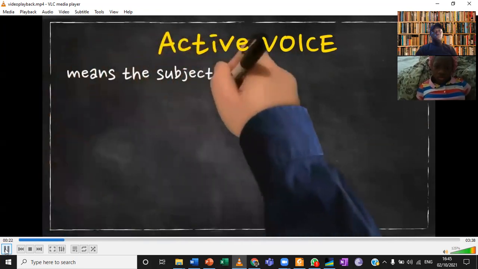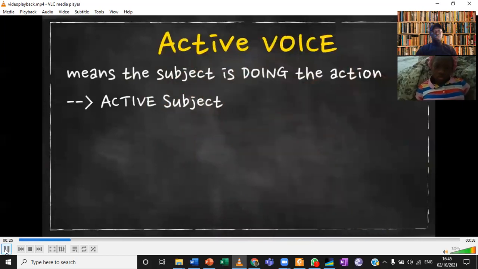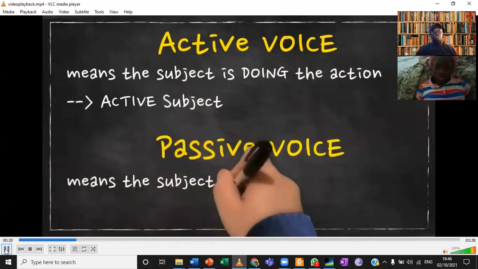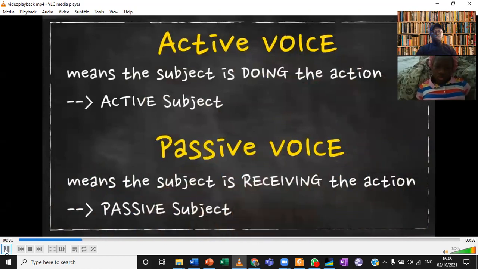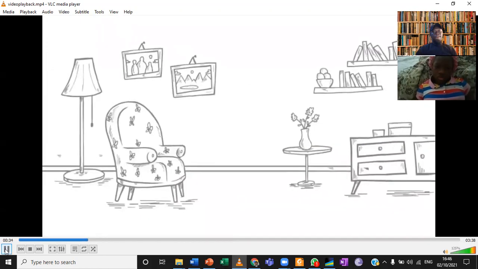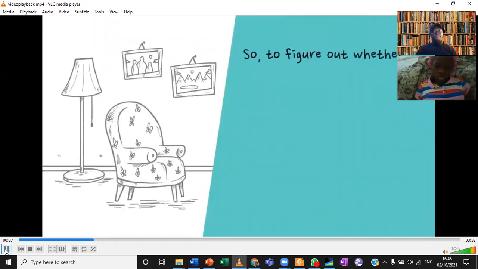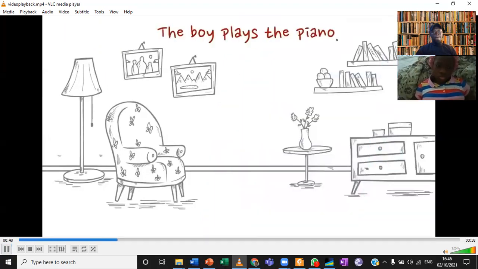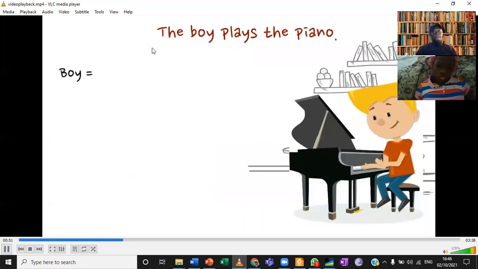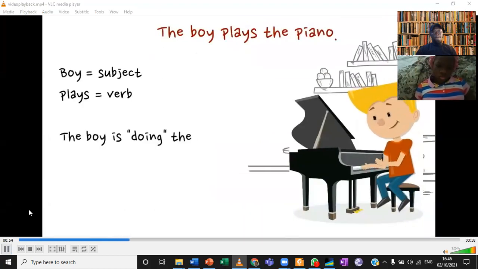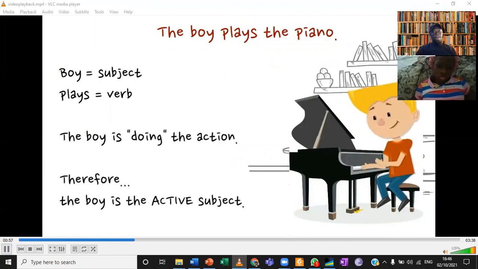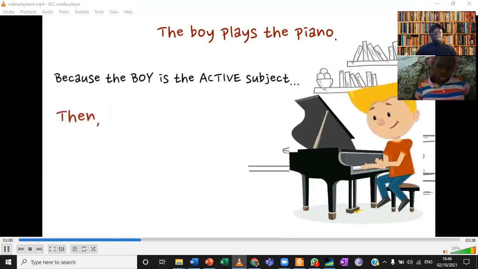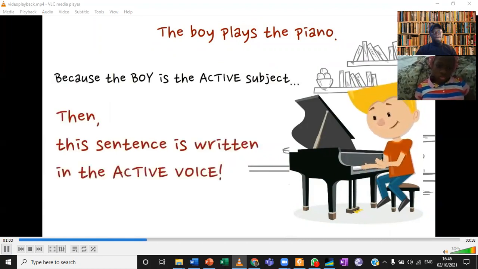Active voice means that the subject is doing the action. Therefore, there's an active subject. Passive voice means the subject is receiving the action. Therefore, this is the passive subject. To figure out whether a sentence is active or passive voice, look at the subject. Is the subject performing the action, active, or receiving the action, passive? An example: the boy plays the piano. Boy equals subject, plays equals verb. The boy is doing the action, therefore the boy is the active subject. Because the boy is the active subject, this sentence is written in the active voice.